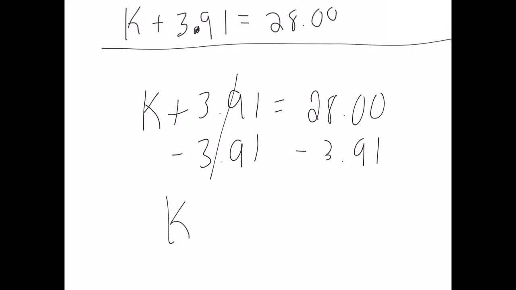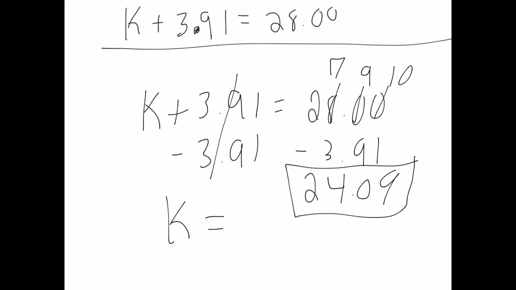So now you just have K equals 28 minus 3.91. So now you would do that work. So for that, you would get 24.9, and that would be your final answer.